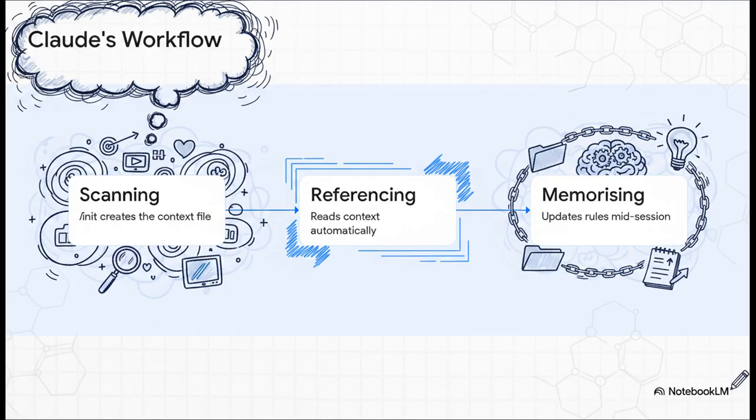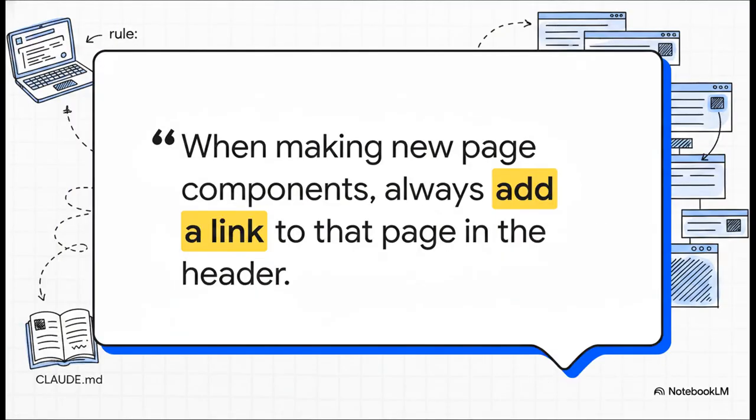You can literally teach it new rules mid-session on the fly, and it updates its own brain. So let's look at that memorizing stage in action, because it's super cool. Say you're coding, and you notice you're doing the same tedious task over and over. You can literally just type a hash symbol right in your chat session, followed by a rule. Something like, when making new page components, always add a link to that page in the header.